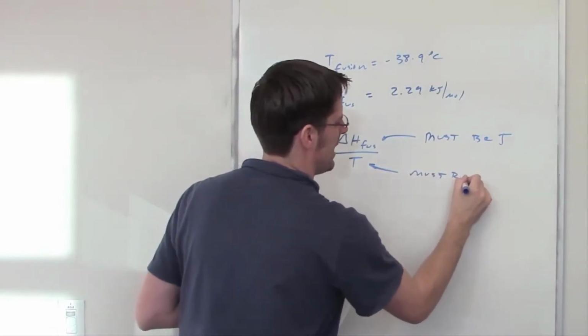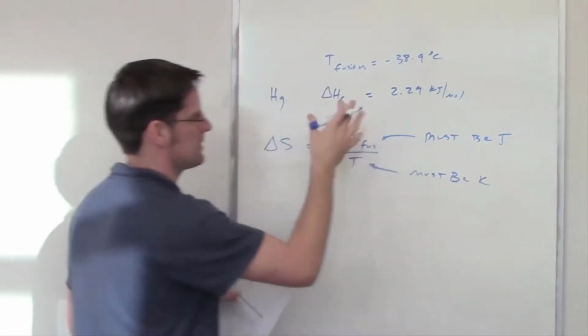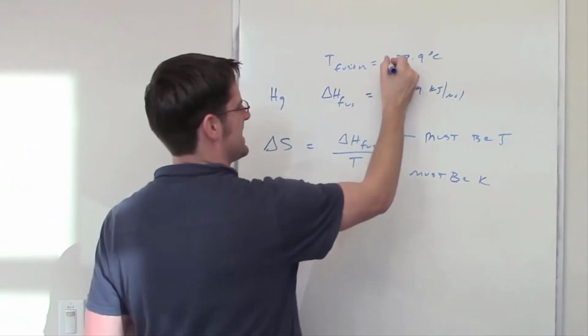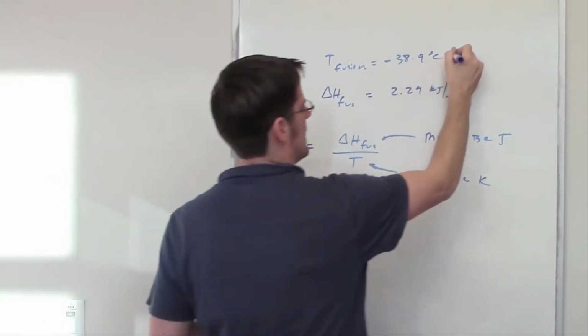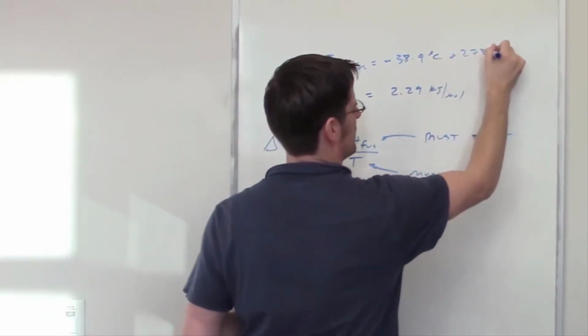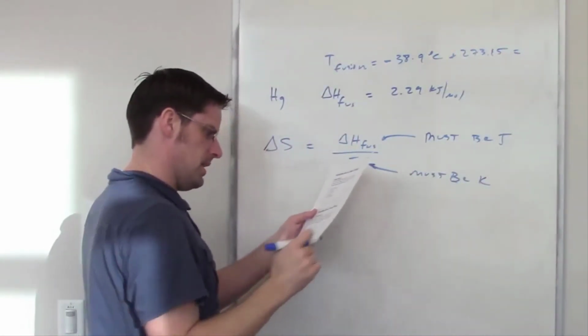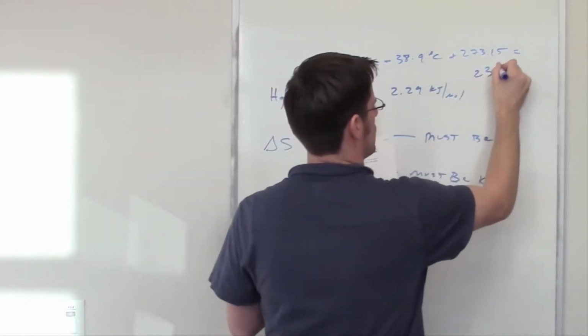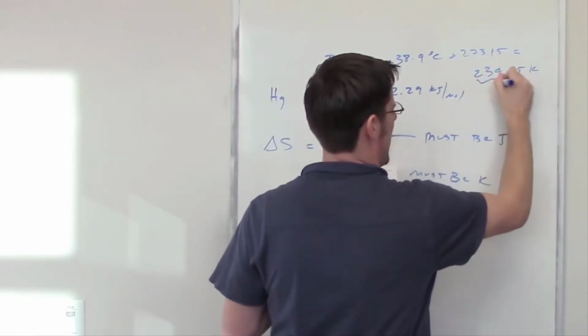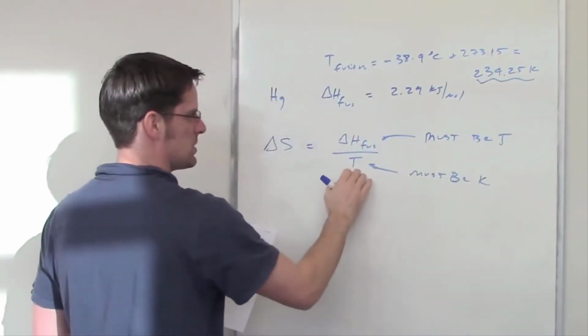T must be in kelvins. And obviously we're not quite there yet, so we're going to take this negative 38.9 and add 273.15 to convert it to kelvins. That comes out to be 234.25 kelvin. So that is my temperature that goes in the denominator.